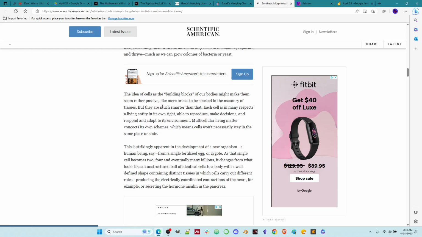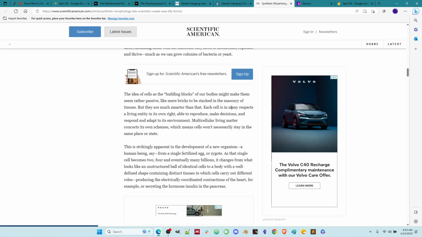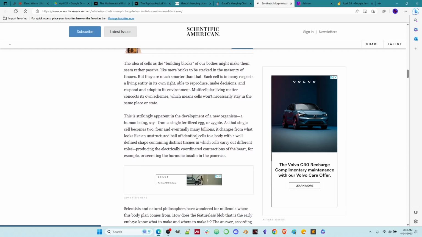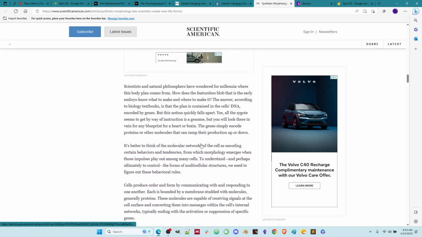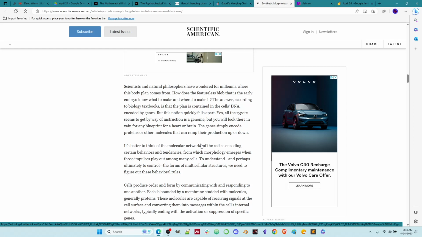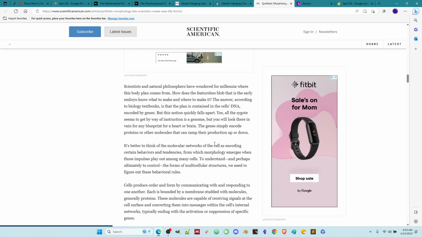And so cells are much smarter than just simple bricks in a wall. Each cell in many respects is a living entity in its own right, able to reproduce, make decisions, and respond to its environment. So this is where they're kind of going with this. They're talking about using the cells as components in a system, but it's not like just putting together a set of bricks. You have to account for the fact that each cell makes its own decisions, sometimes collectively with other cells, sometimes independently. So then they talk a little bit about morphogenesis.